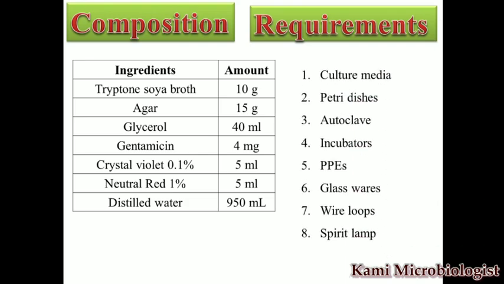Now we have the requirements. For the requirements, we need culture media, petri dishes, autoclave, incubator, and personal protective equipment. In personal protective equipment we need goggles, gloves, overall, cap, etc. We need glassware like beaker, flask, etc. We need wire loops and spirit lamps. So all these things we need while processing this type of culture media.